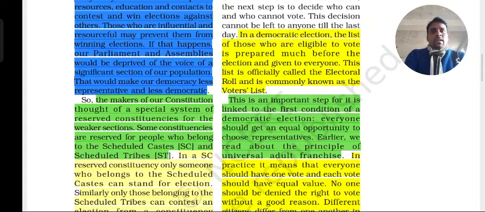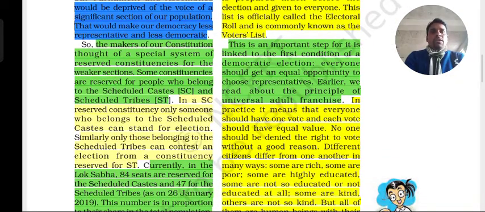Next, in an SC reserved constituency, only someone who belongs to the scheduled caste can stand for the election. If a particular constituency is reserved for SC, then only a scheduled caste candidate has to stand for the election. No other group or section of people can stand there. That is what happens. Similarly, only those belonging to the scheduled tribes can contest an election from a constituency reserved for the ST. In the same way, in scheduled tribe areas, where the constituency is reserved for ST people, only an ST candidate can stand there.